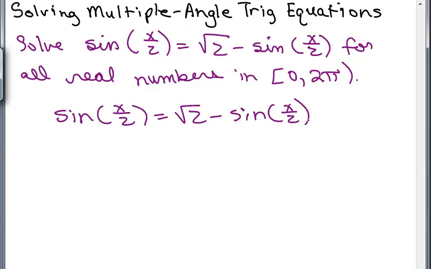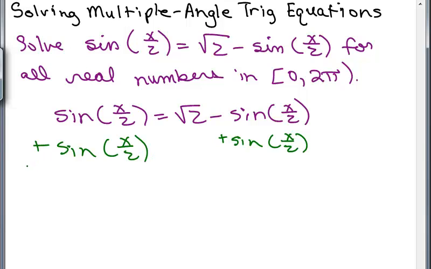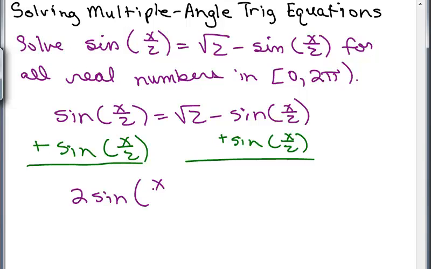And then what we need to do is combine these like terms. See the sine of x over 2, and over here you have a minus sine of x over 2. So what you want to do is add sine of x over 2 to both sides. And be careful here, that does not mean the sine of x, that means the coefficients are what you add together. You get 2 sine of x over 2 is equal to square root of 2.